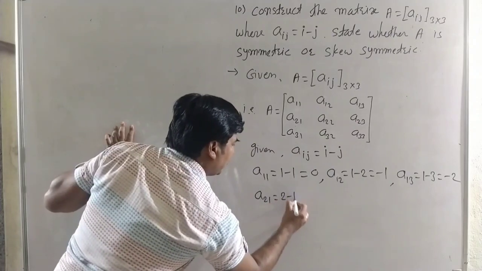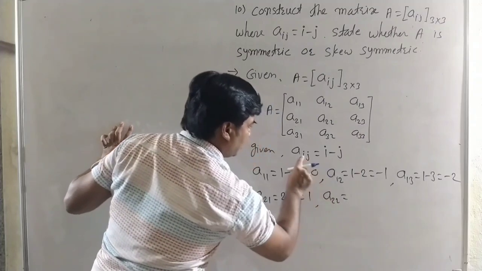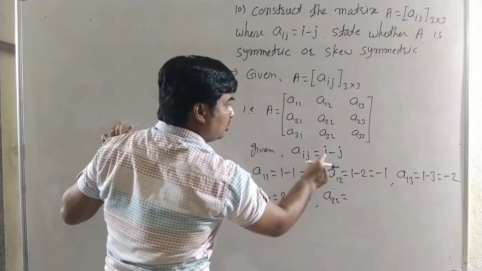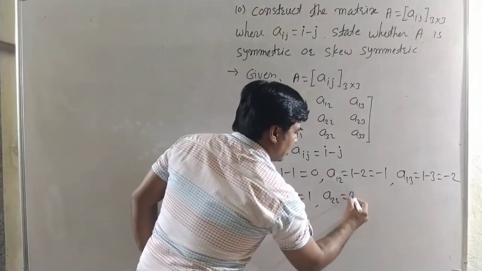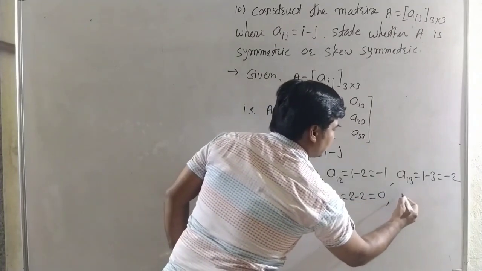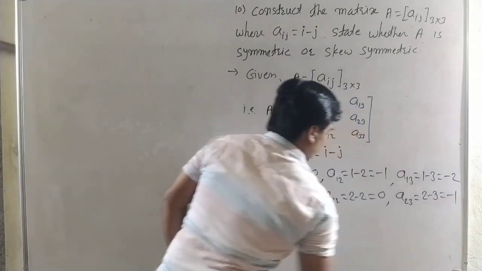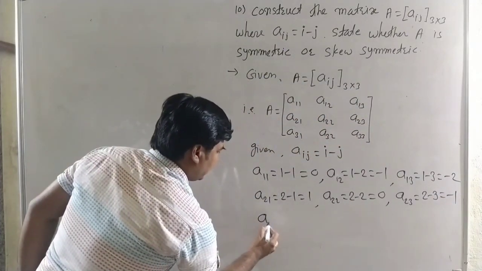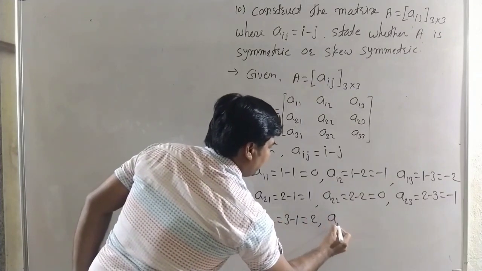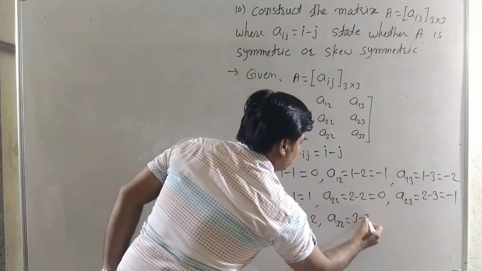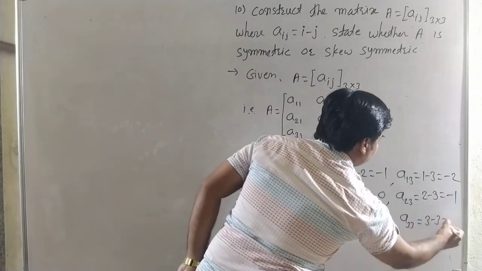Now a21 is 2 minus 1, that is 1. a22 is row number minus column number, aij is equal to i minus j, and then it is 0. a23 is 2 minus 3, and that is minus 1. And then the last row: a31 is 3 minus 1, it is 2. a32 is 3 minus 2, and it is 1. And a33 is 3 minus 3, it is 0.